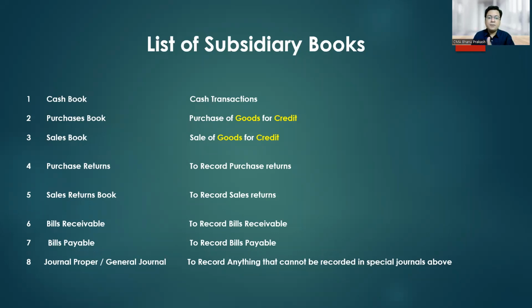Now we can engage different people to do specific type of work. Purchase, one person must be doing. Sales, another person must be doing. Cash related transactions, another person might be taking care of that. So division of work is possible.